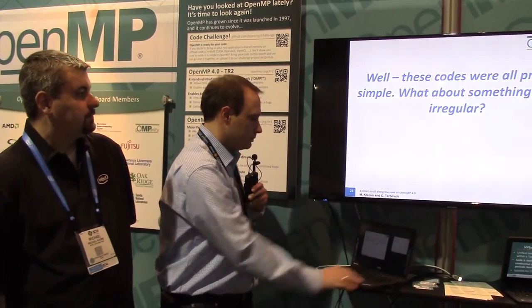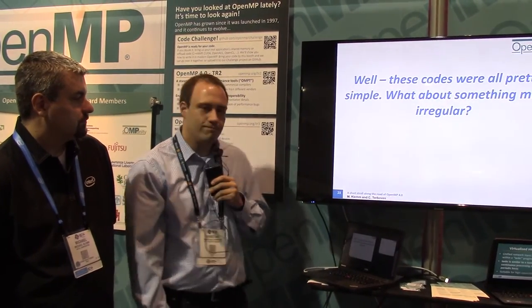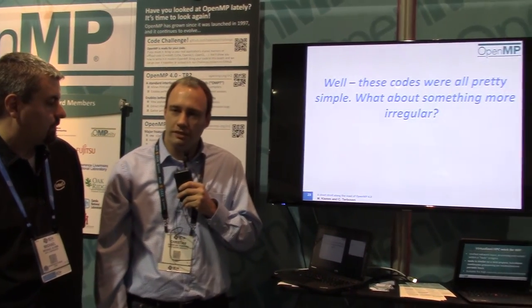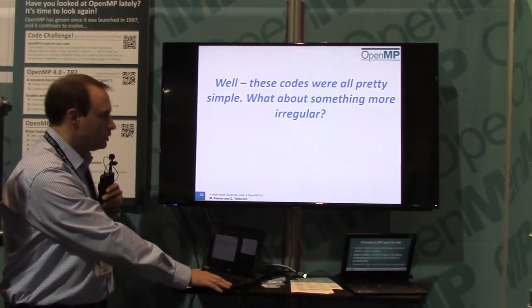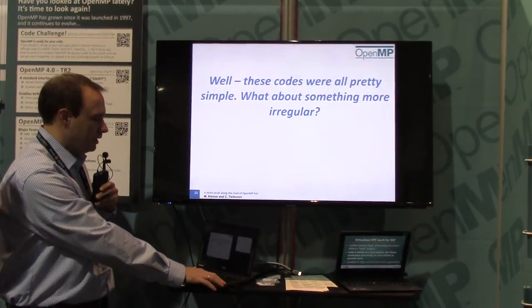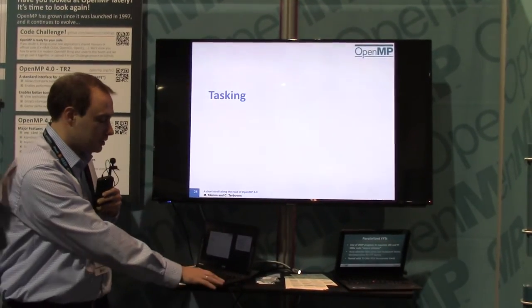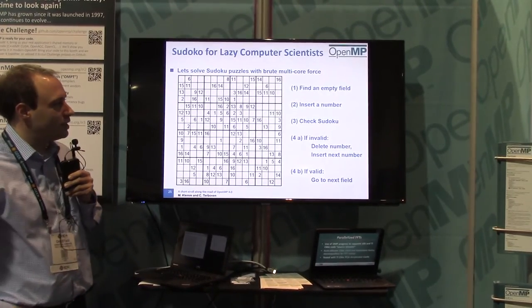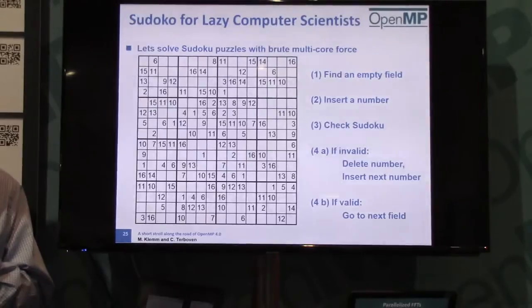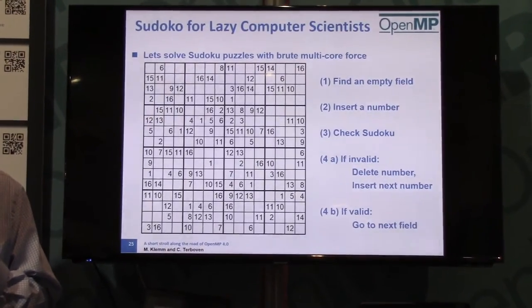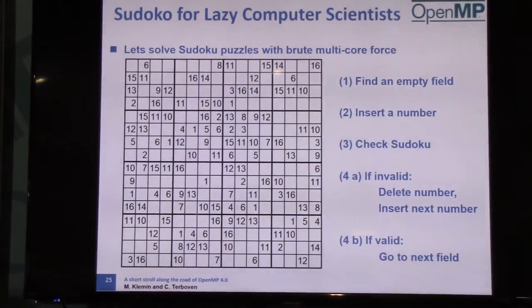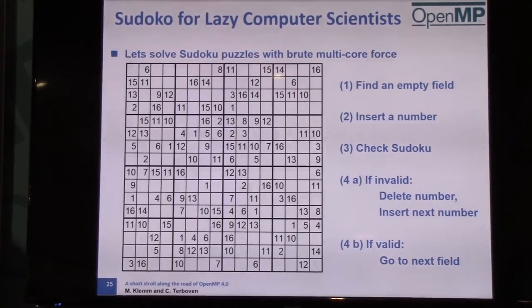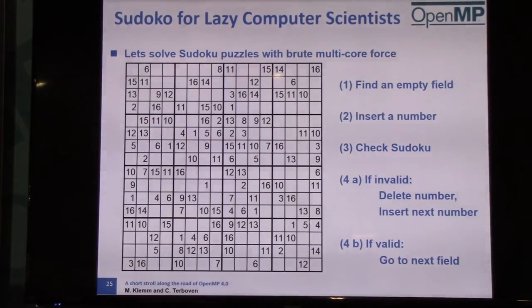Yeah, so this was really nice, but we had really simple codes. So can we do more interesting things with OpenMP, like the real hard problems, like Sudoku? And we will show you, yeah, we can do that. So in Sudoku, you have the problem that the individual loops are really short. And in the beginning, I said OpenMP is more than just work sharing of simple loops.